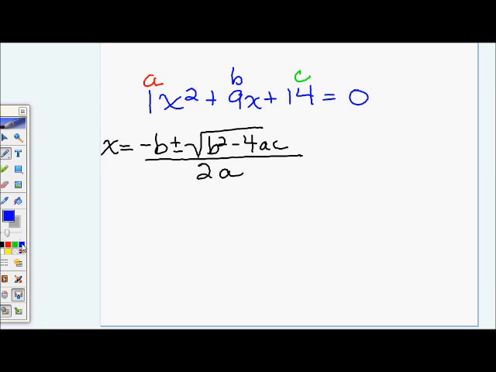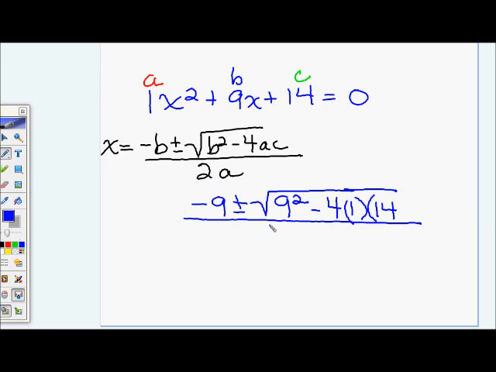So our negative b would be negative 9, plus or minus the square root. Our b squared would be 9 squared, and we're going to subtract 4. A is 1. You don't need to put that in there, but I'll go ahead and just so that you see I'm applying the formula. Times 14, which was our c term. All of that is going to be over 2, and again, I'll put that 1 in there just so you can see it's matching the quadratic formula.